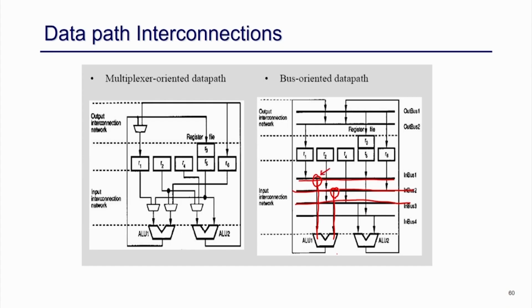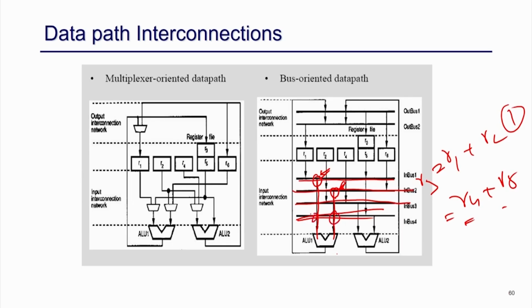So, this switch will be controllable by a control signal. If in time step 1 I am doing R1 plus R2 equal to R3, then this switch and this switch will be activated in time step 1. And in another time step, if R4 and R5 are being used, then the switch corresponding to the R4 line and the switch corresponding to the R6 line will be enabled in that particular time step. So, that particular register value will come to the FU.